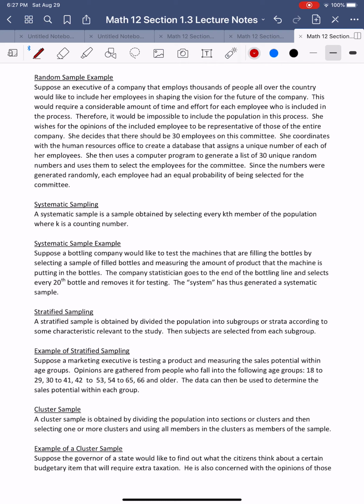So she decided that there should be 30 employees on this committee, and she coordinated with the Human Resources office to create a database that assigns a unique number to each of her employees. Then she uses a computer program to generate a list of 30 unique random numbers, and uses them to select the employees for the committee. Since the numbers were generated randomly, each employee had an equal probability of being selected for the committee. That's what we call a random sample.